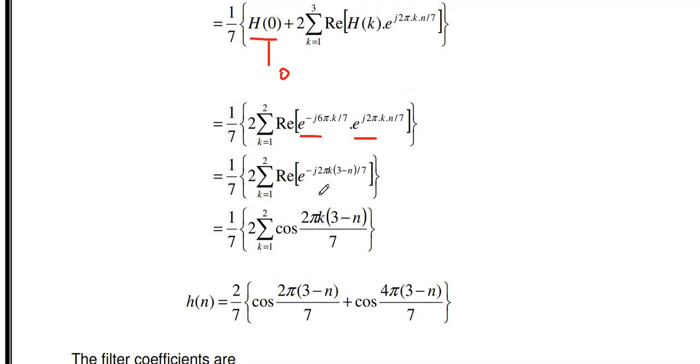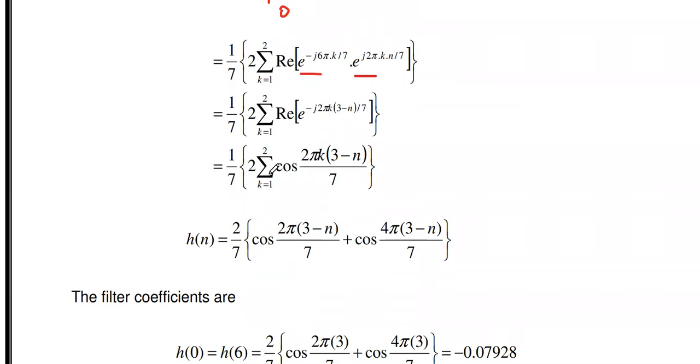So real of e power minus j theta can be expanded as cos theta minus j sin theta. Which one is the real part? Cos theta. So the real part can be written as cos of 2 pi k (3 minus n) divided by 7. Then you expand this summation. First put k equal to 1: 2 by 7 cos of 2 pi (3 minus n) by 7, plus, substituting k equal to 2, so 2 into 2, 4, cos of 4 pi (3 minus n) divided by 7.